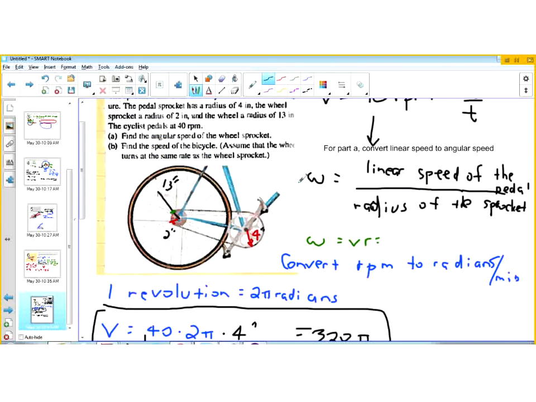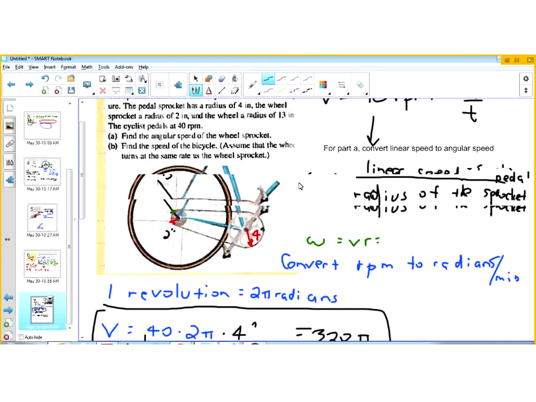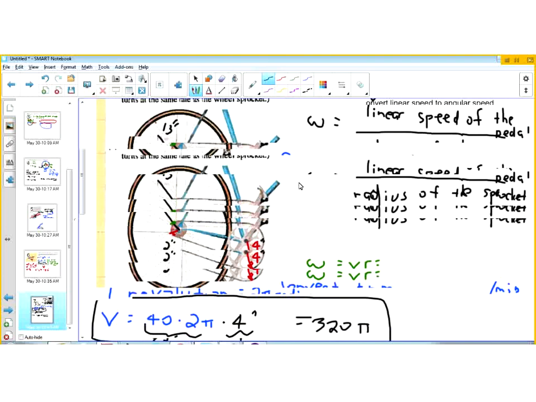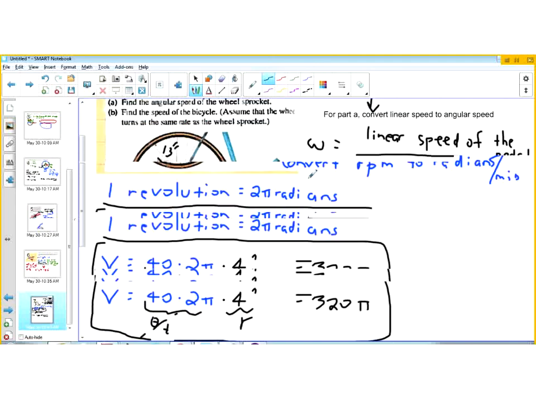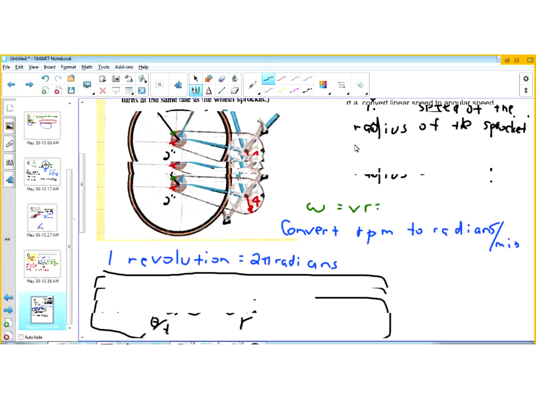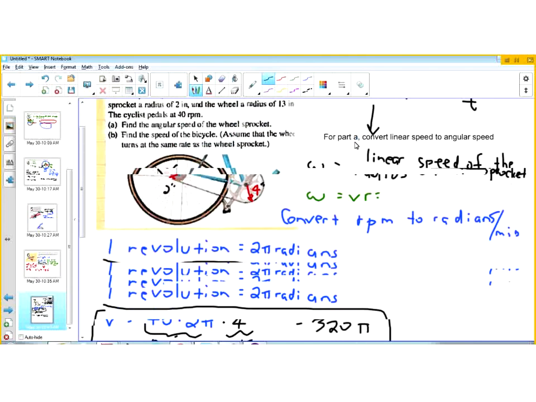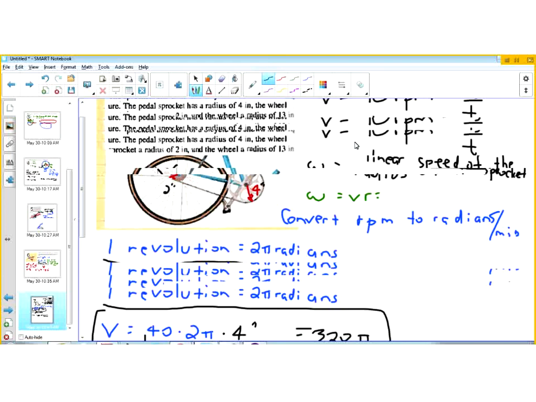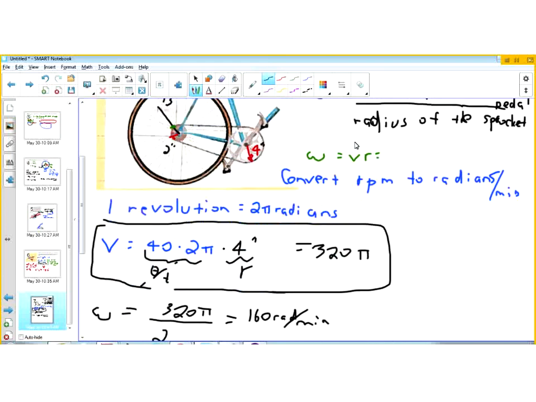Yes, so sorry about the omission here. Omega, the angular speed of the wheel sprocket, is determined by the linear speed of the pedal sprocket. So that's the trick with mechanics here. That's why it's a mechanics problem. Okay, I think that's clear now.